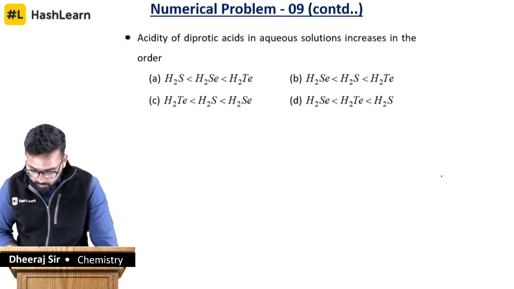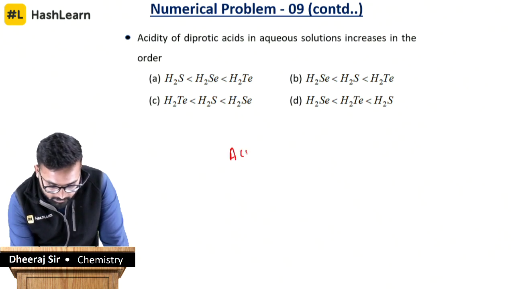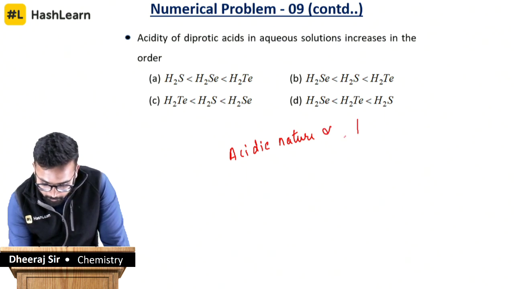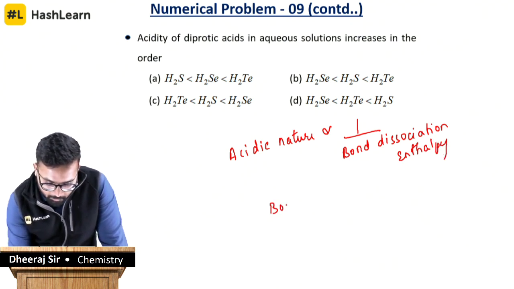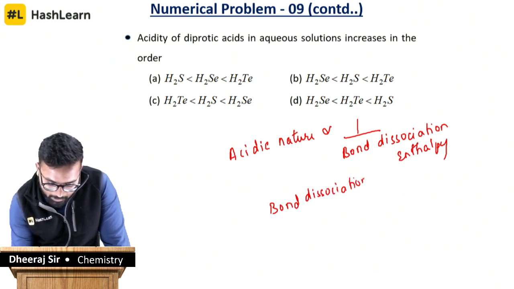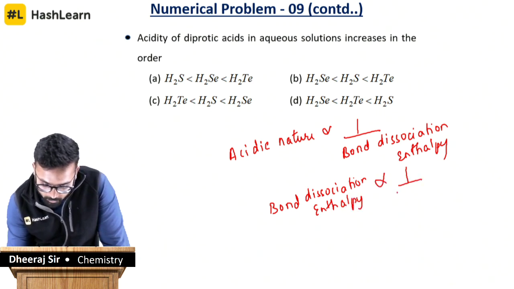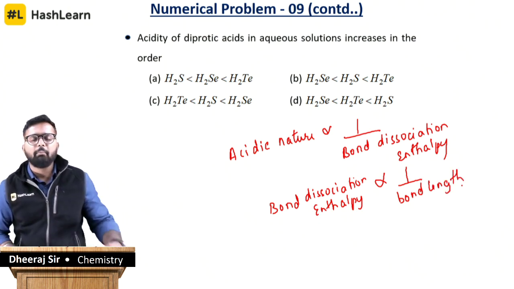So simple. I can say that acidic nature is inversely proportional to bond dissociation enthalpy. And I know that the bond dissociation enthalpy is inversely proportional to bond length. So this is the actual concept, but I can make it even simpler for you.